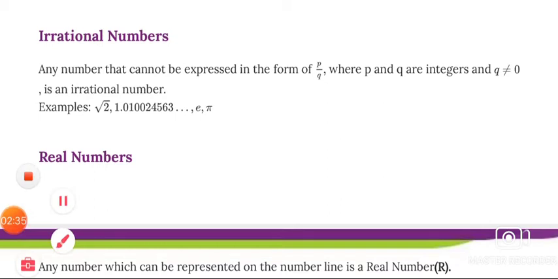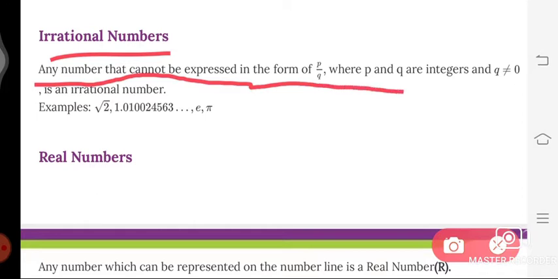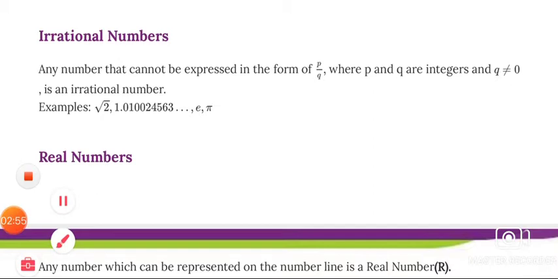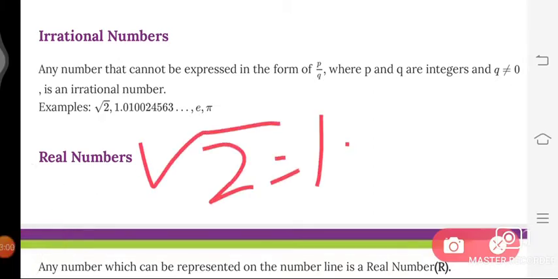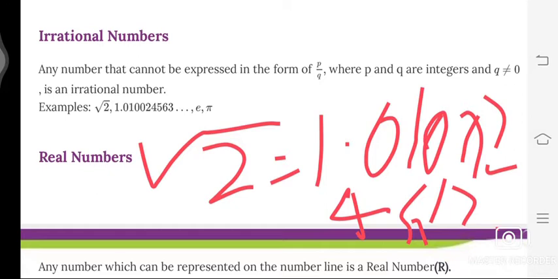So now we come to irrational numbers. What are irrational numbers? Any number that cannot be expressed in the form of p by q, where p and q are integers and q is not equal to 0, is an irrational number. For example, under root 2, that is 1.010024563 and so on.